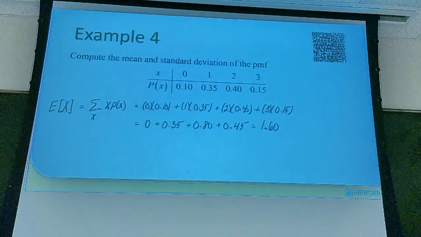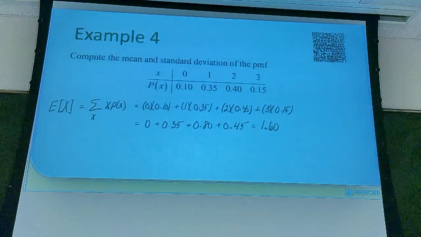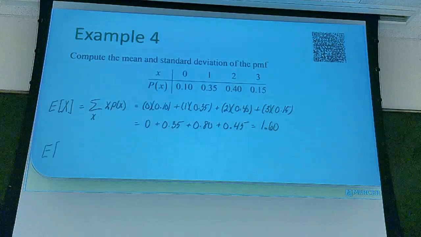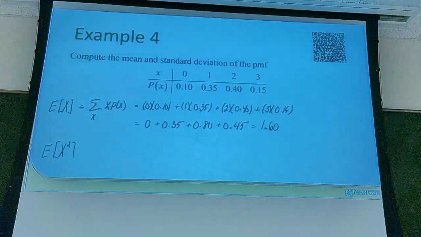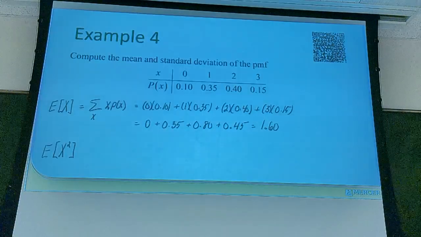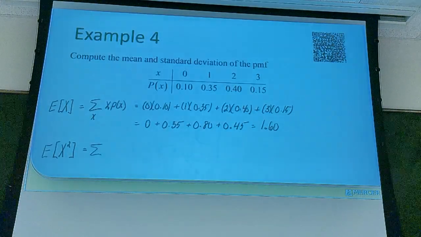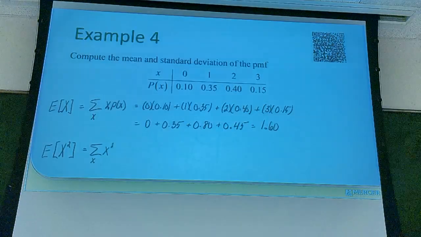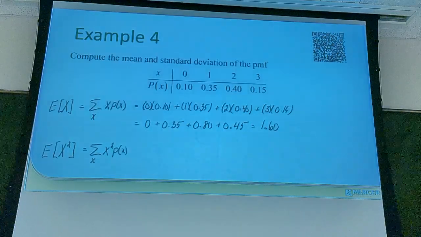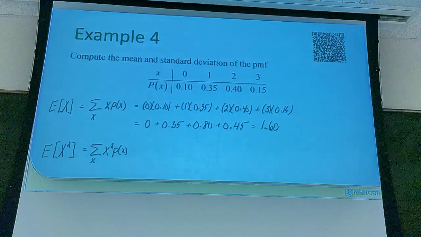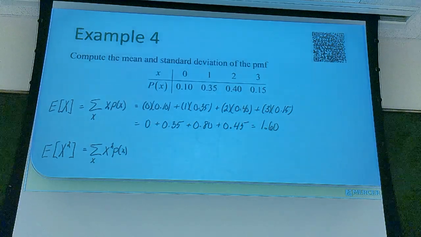For standard deviation, what we want first is variance, which means the next thing we're going to calculate is E of x squared, which is defined as the sum over all x of x squared times P of x.